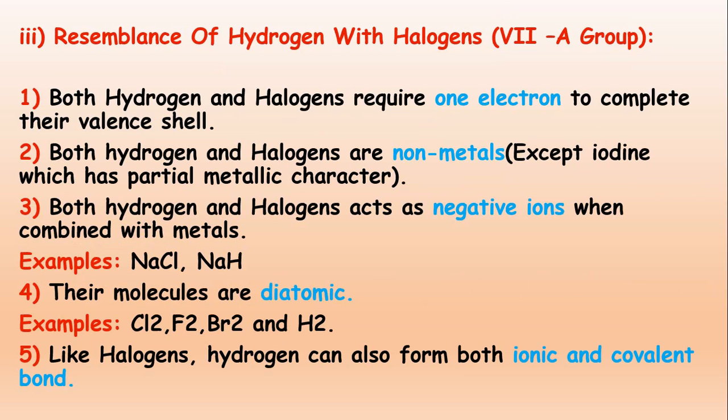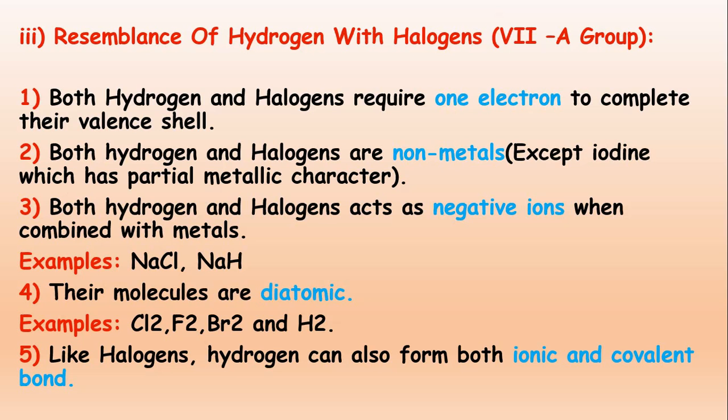Now we will discuss the last comparison, the resemblance of hydrogen with the halogen 7th A group. Number one similarity is that both hydrogen and halogen require one electron to complete their valence shell. Like hydrogen requires only one electron to complete its duplet, in the same way, halogens of the 7th A group require one electron to complete their octet. This is similarity number one.